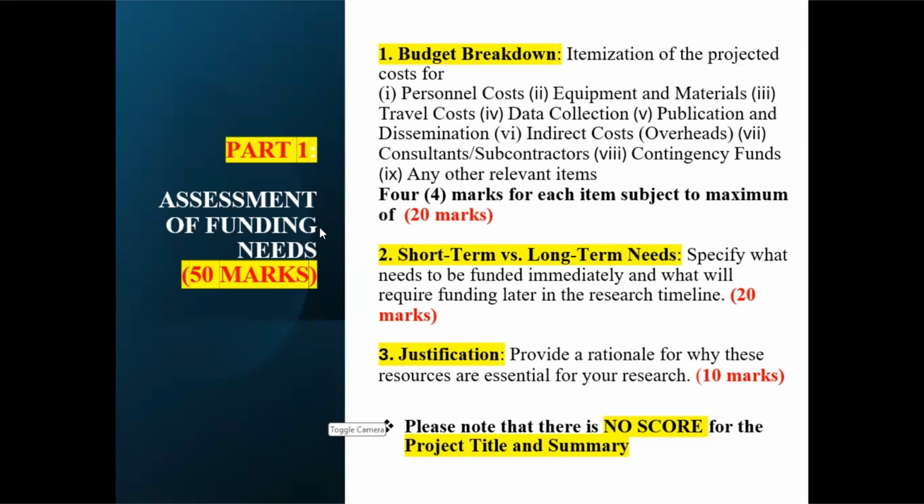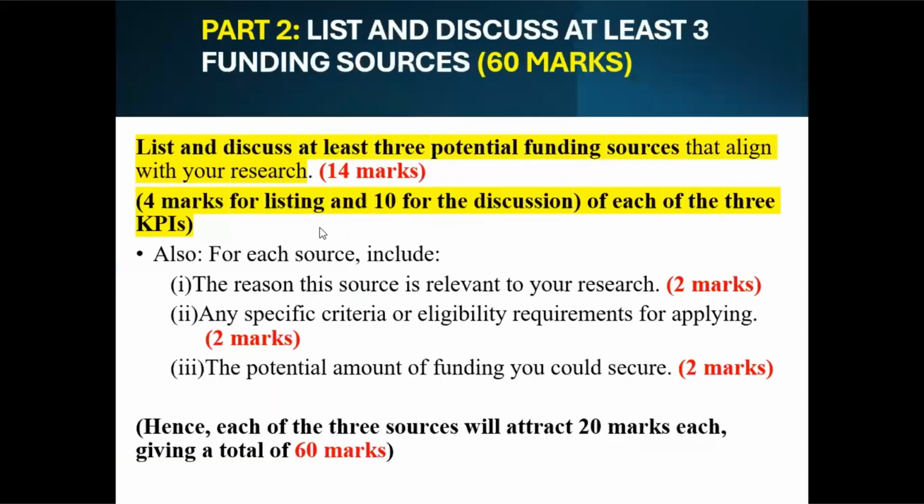Then for part 2, which is listing and discussing at least 3 funding sources, this will attract a score of 60 marks. You list and discuss at least 3 potential sources that align with your research, and that will be 14 marks, 4 marks for listing and 10 for discussion for each of the 3 sources.